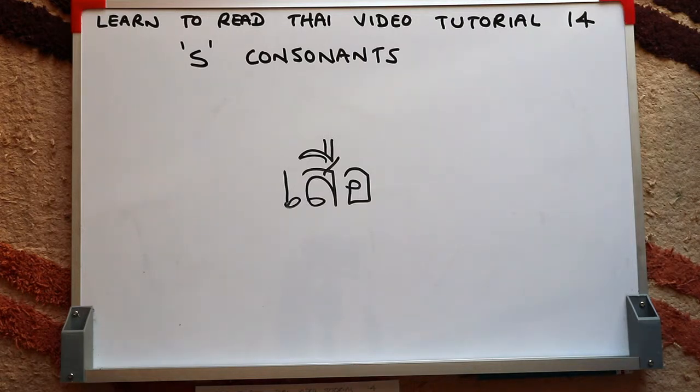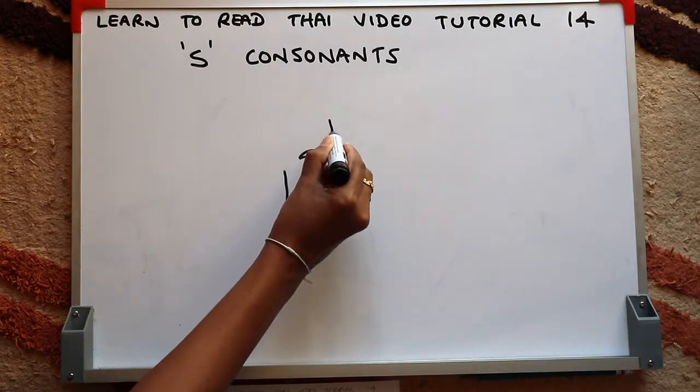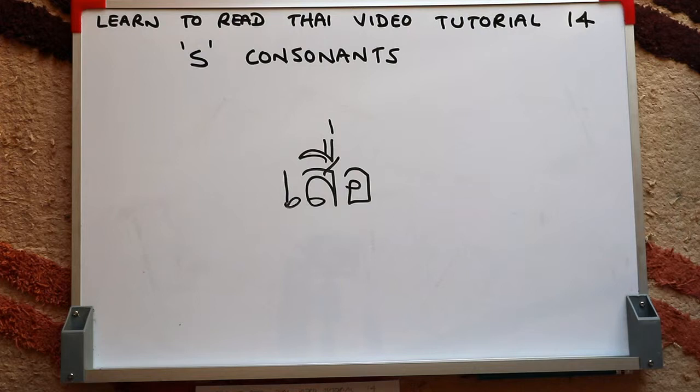เสือ. And that word means tiger. Now what I'll get Pom to do now is just to add a tone mark. Okay, so she's added the first tone mark, mai ek. So the basic sound stays the same, but the tone rule changes.